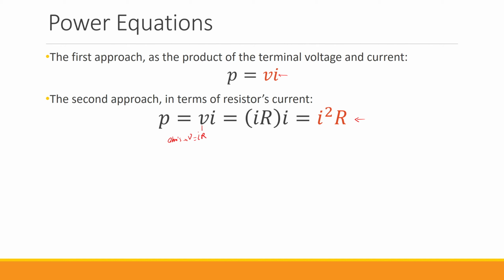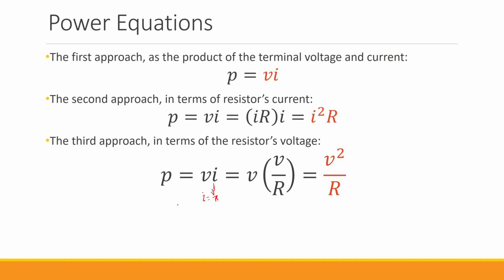A third approach is to replace the current with its equivalent equation. So based on Ohm's law, we know that I equals V over R. So again, this is based on Ohm's law. You know, V equals IR. So that means that I equals V over R. So if we do that, we get to the third approach that we can use to find the power that is being consumed by a resistor. So the power is going to be V squared over R.